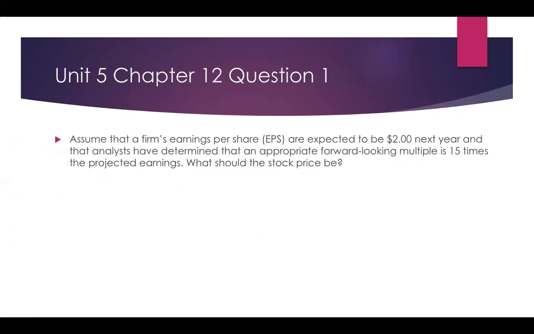All right, so now moving ahead to chapter 12, and this is question 1. Assume that a firm's earnings per share are estimated to be $2 next year, and that analysts have determined that an appropriate forward-looking multiple is 15 times the projected earnings. What should the stock price be?